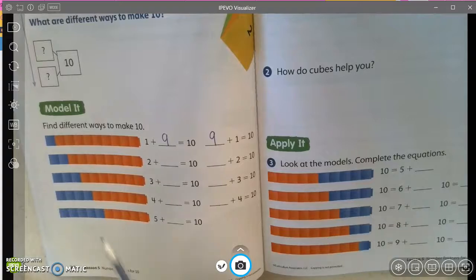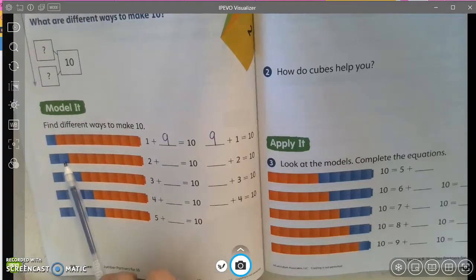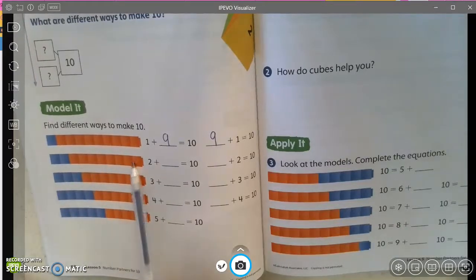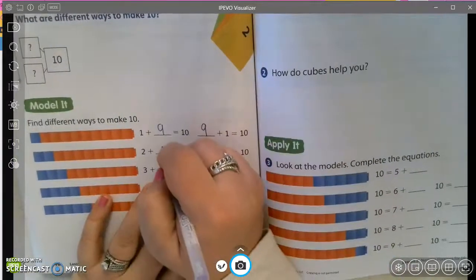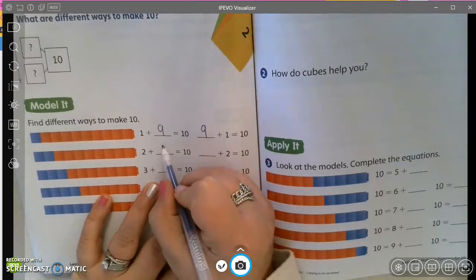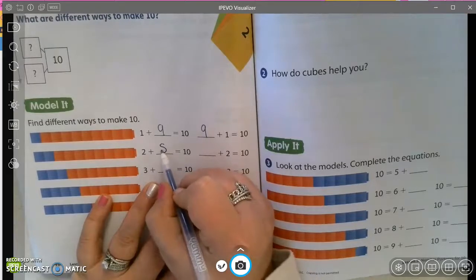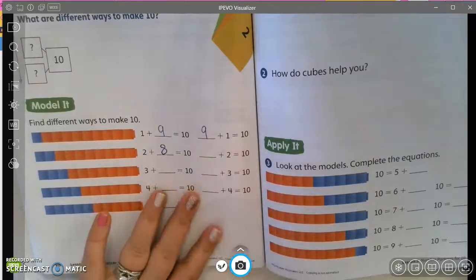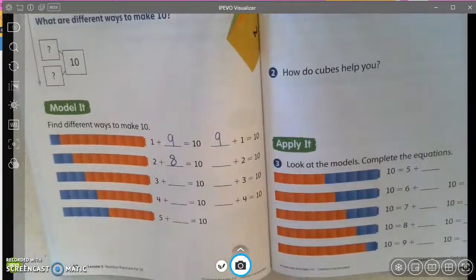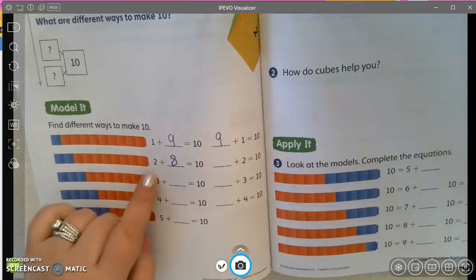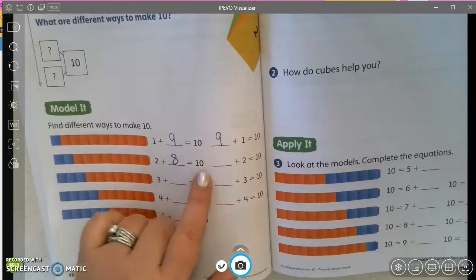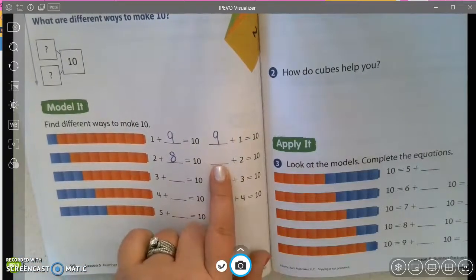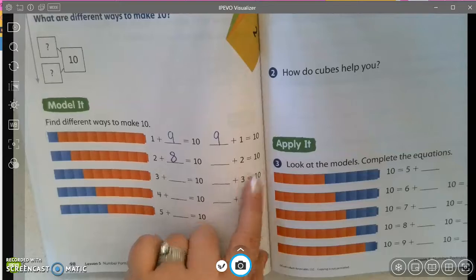Okay, let's try another one. If I have 2 blue cubes, how many red cubes do I need? I need 8. And some of my friends have a hard time making the crisscross 8. Try your best, but I'm going to show you another way that you can make an 8 on the second one. 2 plus 8 equals 10. The reverse fact of that is 8 plus 2 equals 10.